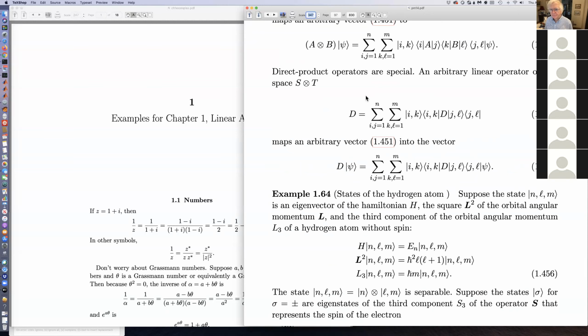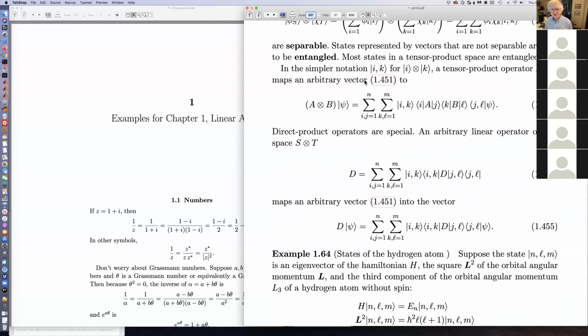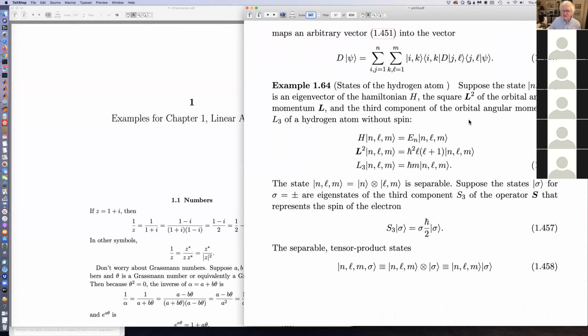And if we have D looking like that, then, all right, I'm a little bit confused as to what this is. The tensor product maps an arbitrary vector like that, right? Okay, so the direct product operators are, just trying to see, is this actually simpler? All right, let me skip that for now.